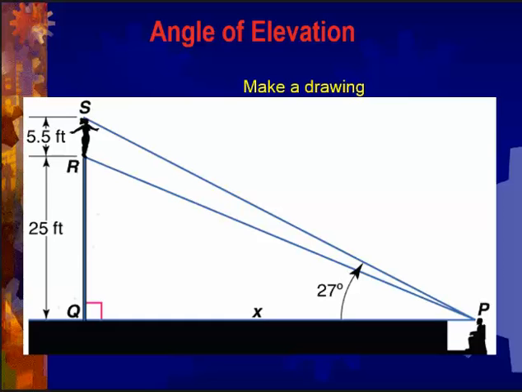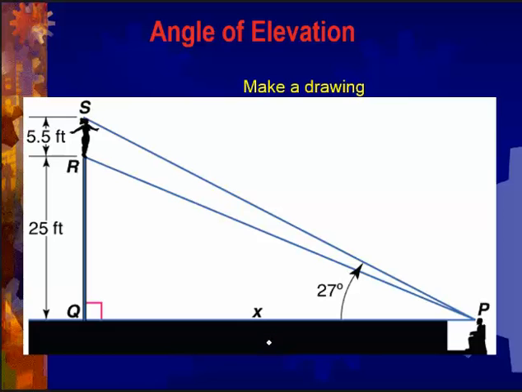Okay, we formed a right triangle because the acrobat's going to be straight up in the air. She's 5.5 feet tall. The platform is 25 feet. So together they're going to be 30.5 feet. So how are we going to set this up is the question.